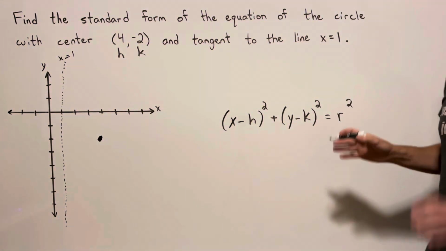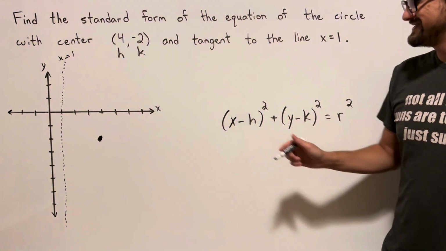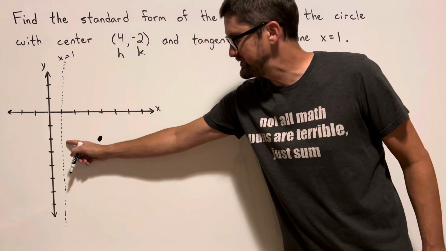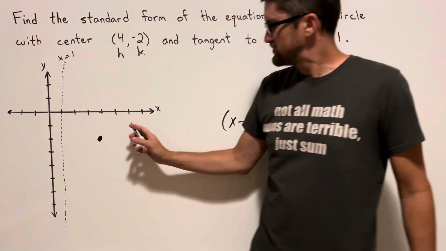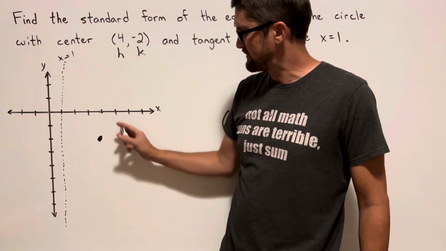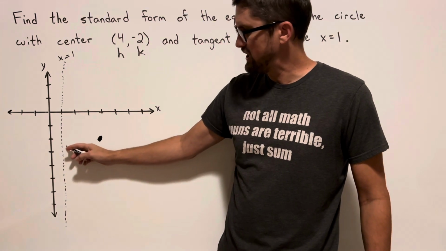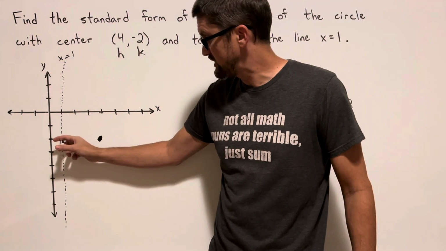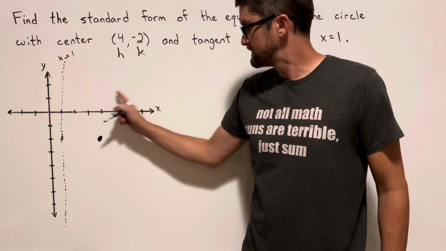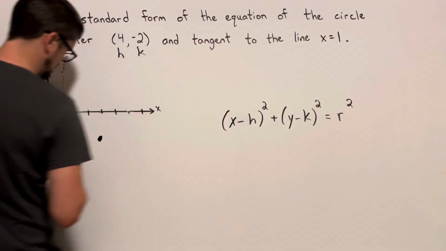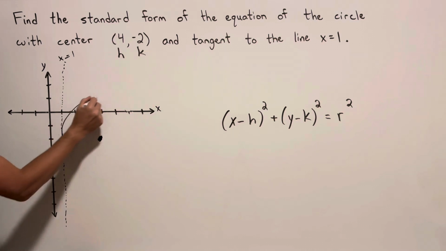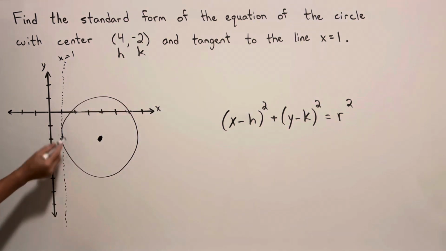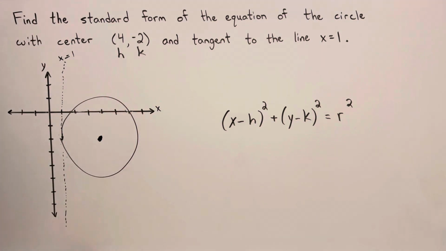All right, so my circle has a center here and is tangent to this dotted line. So this circle, if you think about a circle going around the center, it can only touch this vertical line in one location. It's going to touch right here. It's going to go around. Just try and draw it the best you can.